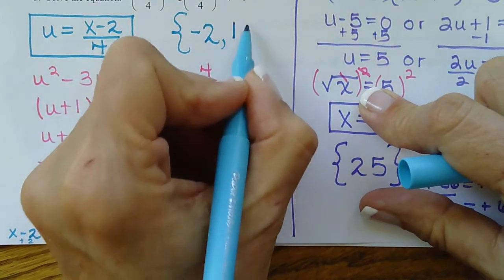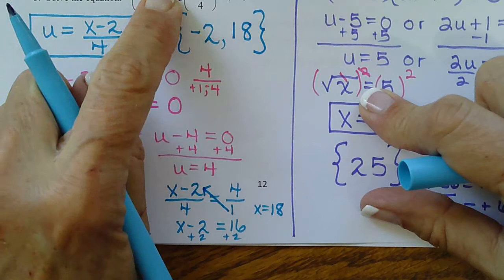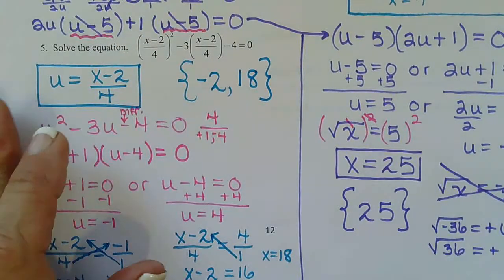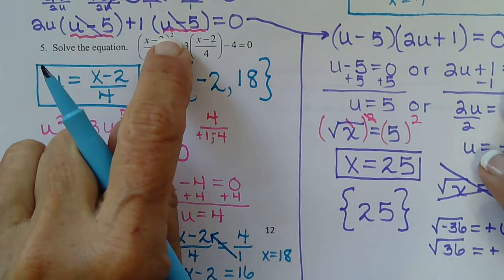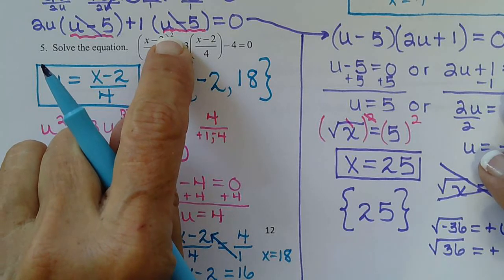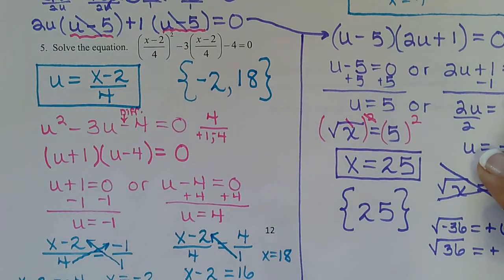And we can go up there and put it in solution brackets. And we knew there was going to be 2 because this problem's highest power is 2, which means there must be 2 solutions. So -2 and 18 are the 2 solutions.